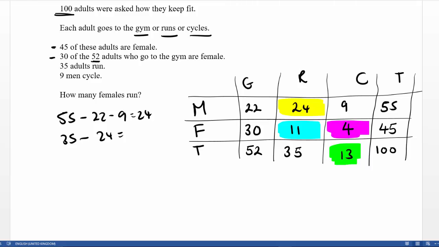The question is, is this all correct? Let's just check across to make sure. So, 52 plus 35 plus 13 adds up to 100. Okay, we know that this column adds up to 100 as well, and we've already checked the rest of them. So this is what you should have for your answer.